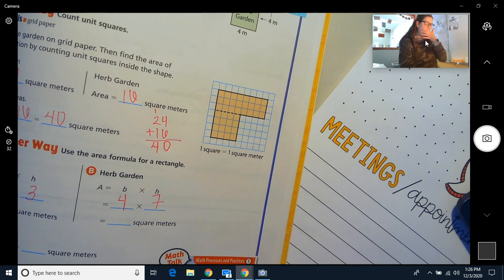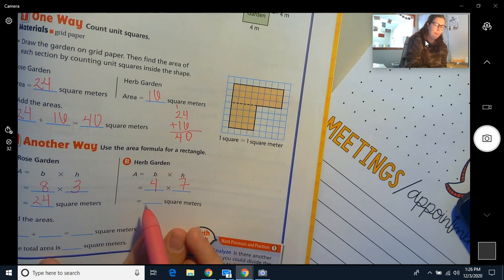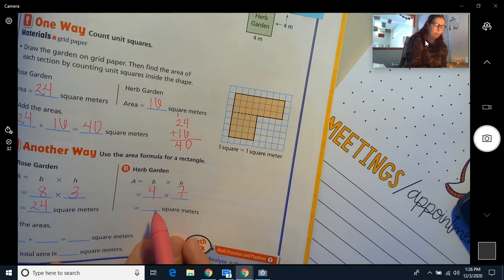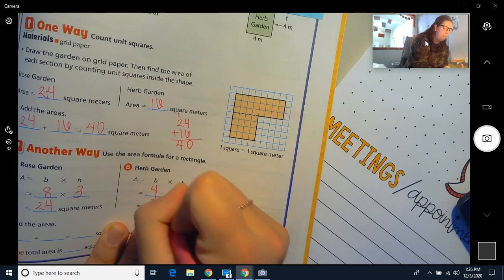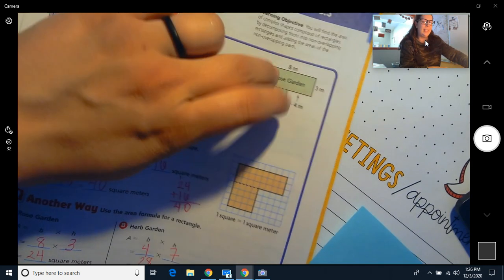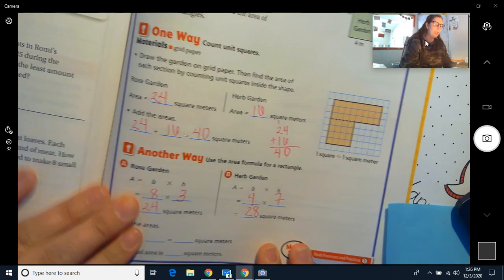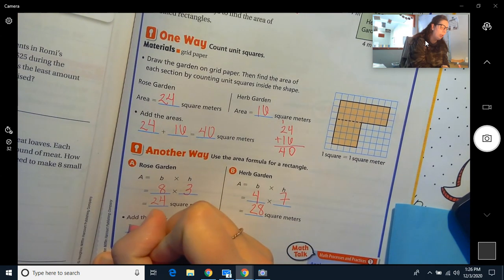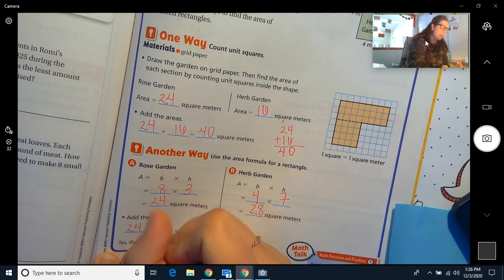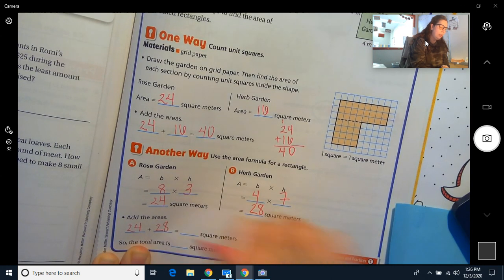Quinn, go ahead. 28. 28, thank you. And now what I do, I found the area of both of these. I need to add them together to find the whole garden area. So once again, I'm going to add 24 plus 28.